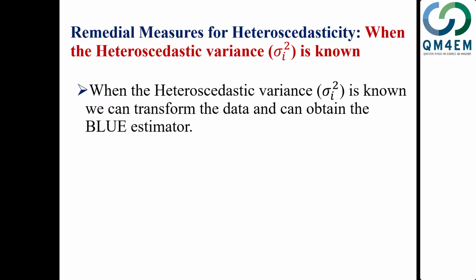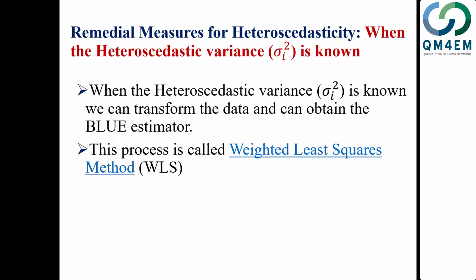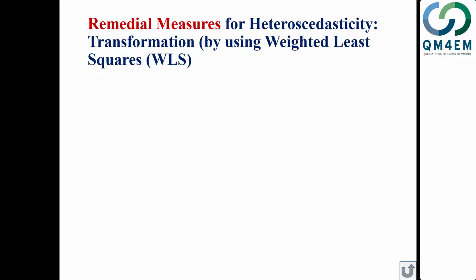So how do we do that? In principle, this process is called the weighted least square method. We already studied what the ordinary least square method is. Now this is called the weighted least square method. So you assign some weight and then you apply the least square method. That's why it's called the weighted least square method. Let me explain that method on the next slide.